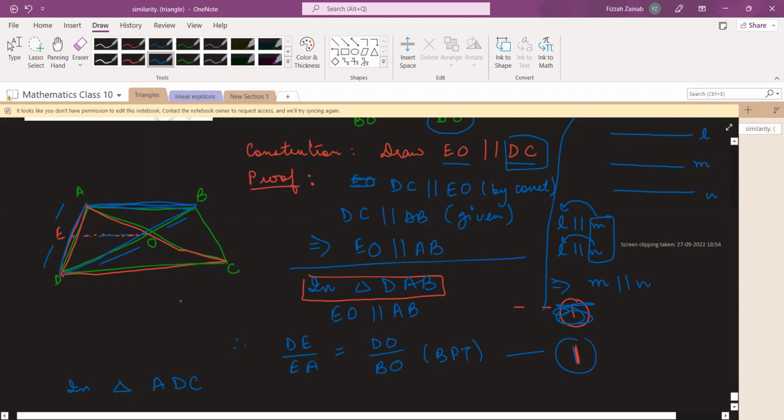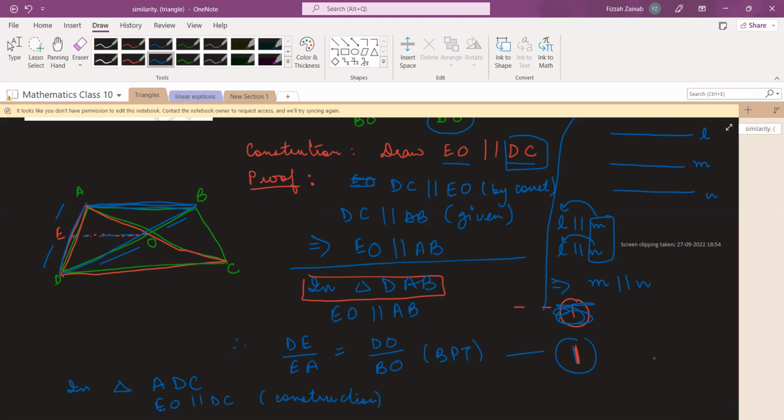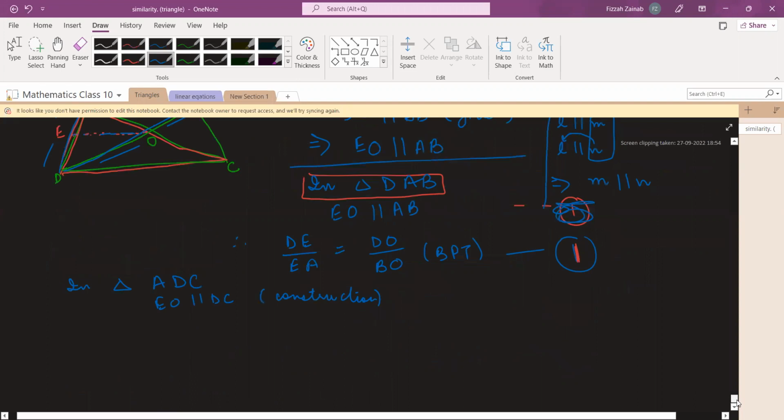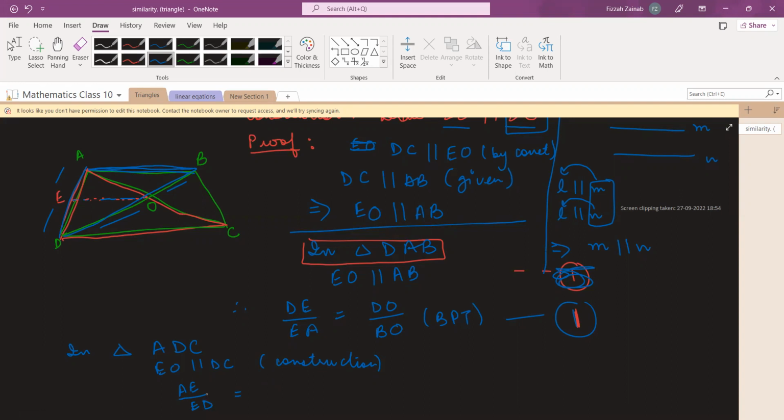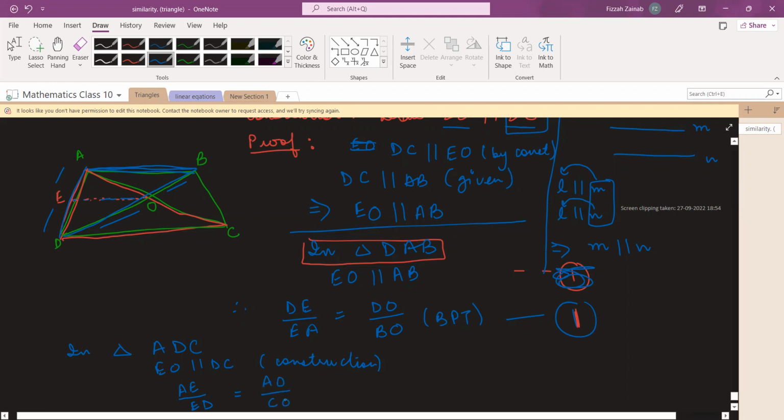So in this triangle, EO is already parallel to DC, by construction. So we can use BPT here, right? So again, I can write AE upon ED is equal to, what will I write this time, AO upon OC. Yes, AO upon CO. Instead of OC, I'm writing CO, no problem, right?